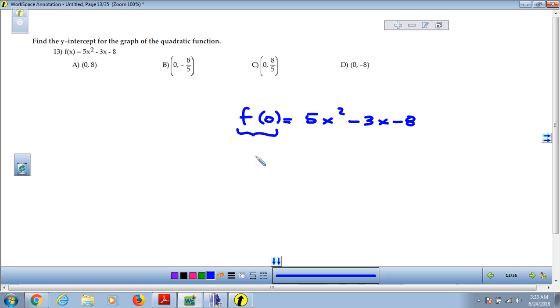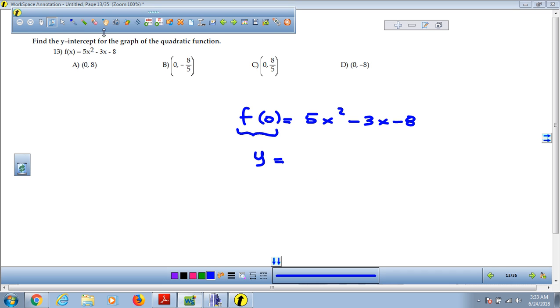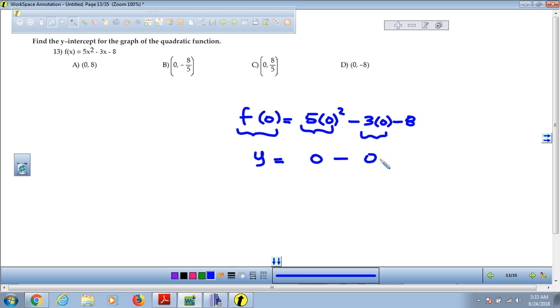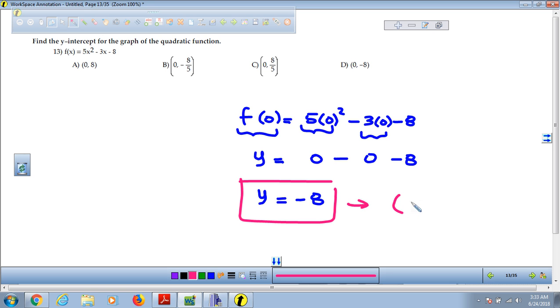So this, we can already call it a y. And here, I'm going to put the zeros already. 0 squared times 0. So this is going to be a 0. 0 squared is 0 times 5 is 0. This is going to be a 0. So you're basically going to get negative 8. That's the y-intercept, which written as an ordered pair, you put a 0 on the x, and this is your y-coordinate. So it would be D.